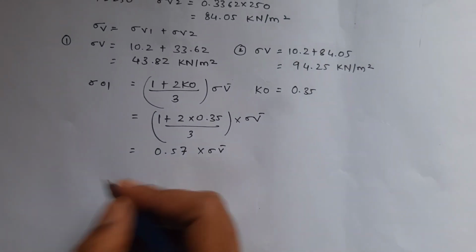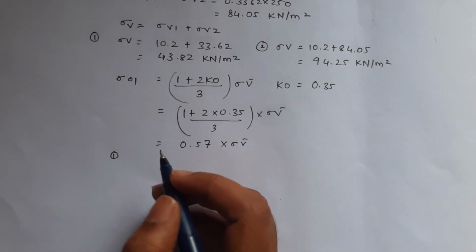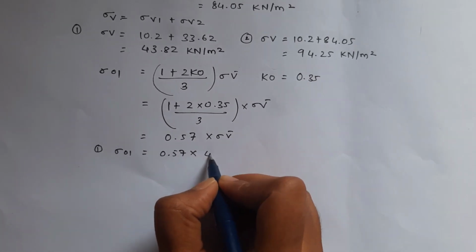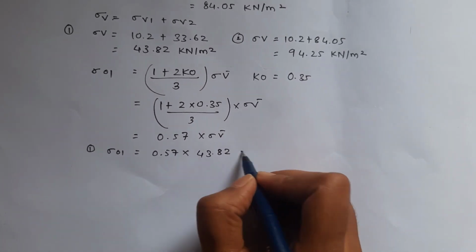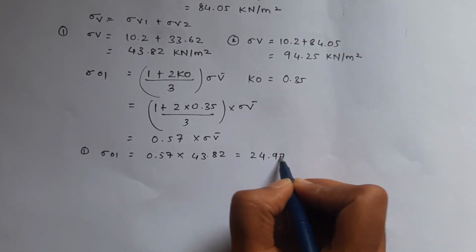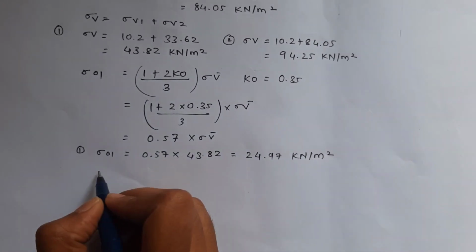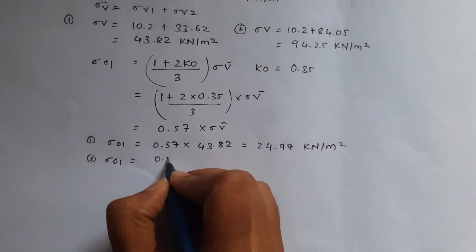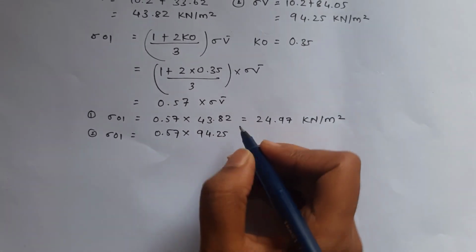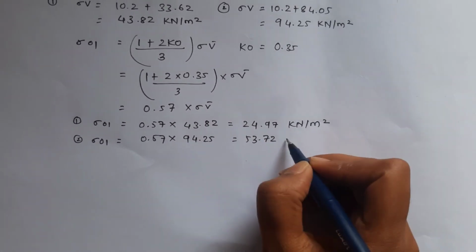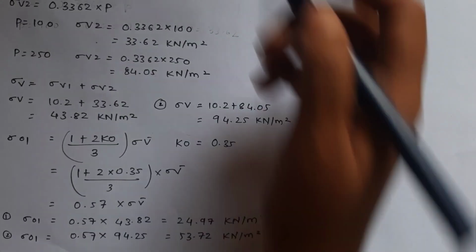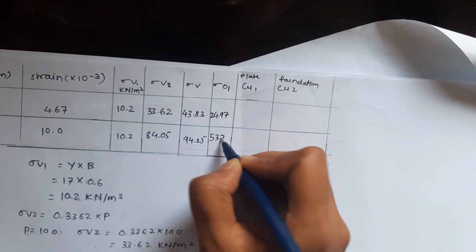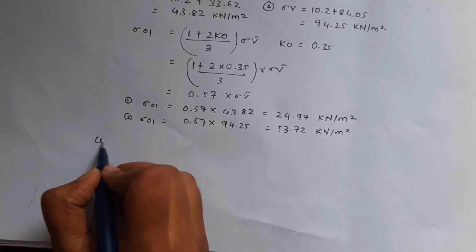For the first case, the value of sigma naught 1 is equals to 0.57 into 43.82, which is equals to 24.97 kilonewton per meter square. And for sigma naught 1 for the second case, we calculate it as 0.57 into 94.25, which is equals to 53.72 kilonewton per meter square. So we'll write it here 24.97 and 53.72.